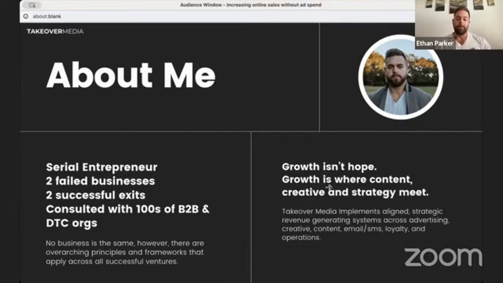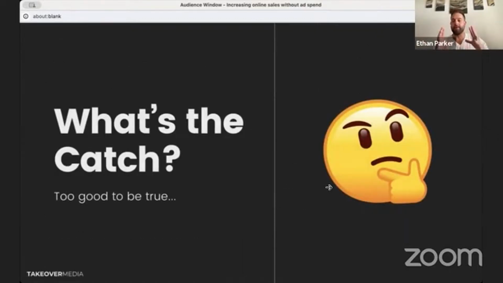Ultimately here at Takeover Media, we implement aligned strategic revenue generating systems across all of your go-to-market efforts. That's what we focus on with clients, and that's how we're able to get them more results out of what they're spending already. I'm going to be showing you some of those exact frameworks. Obviously, I can't go into every detail, but I am going to give you the best nuggets of all these categories that I absolutely can today. And I'm sure everyone's thinking, sounds a little bit too good to be true. What's the catch? Again, I covered that in the prelude: I'm not anti-ad spend, but let's get the most out of it.